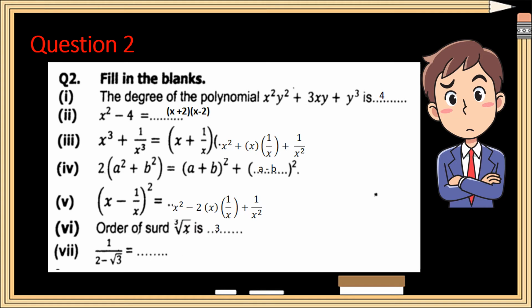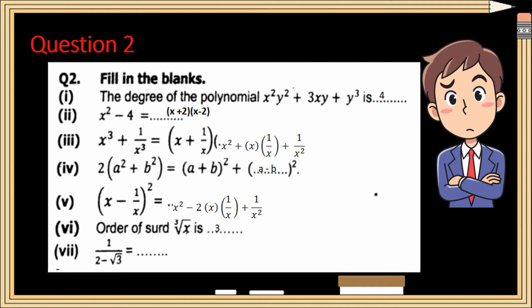So students, in question number 2, you have to fill in the blanks. I have written the answers for your convenience. In the first part, you have to write the degree of the polynomial, that is x square y square plus 3xy plus y cube. Now you have two variables x and y. In the first term, you have x square and y square. So you will just add up the exponents. That is 2 plus 2, that will give you 4. So it will be the degree of the polynomial.